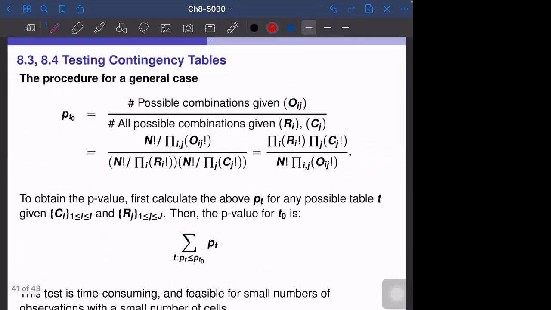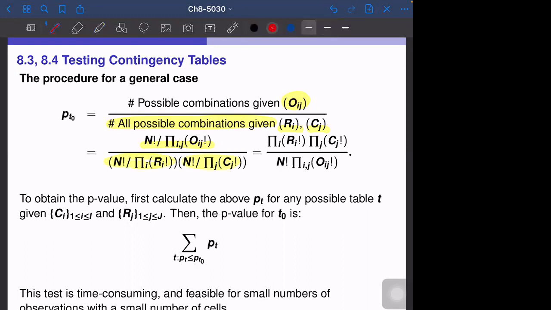Yeah, so the general procedure is here. We are given the subtotal of rows, that is Ri, and the subtotal for columns, that is Cj. And this is the total number of ways to arrange to get the specific table, the Oij. And the denominator is the total number of ways for Ri and Cj, to achieve that marginal distribution. So this is just a generalization from the previous one.